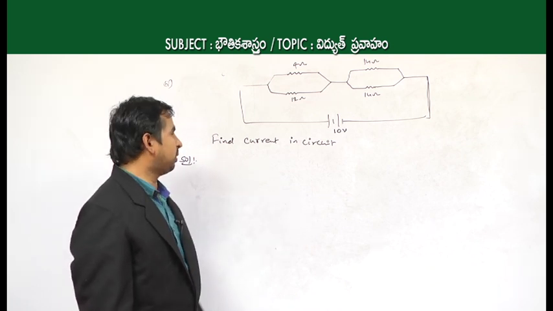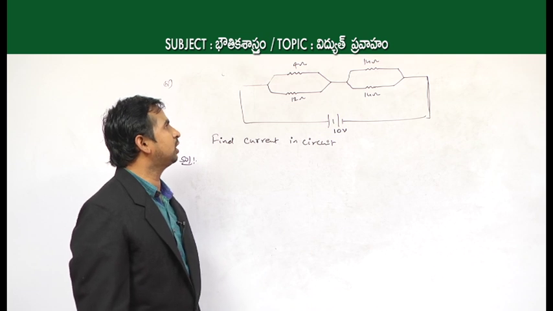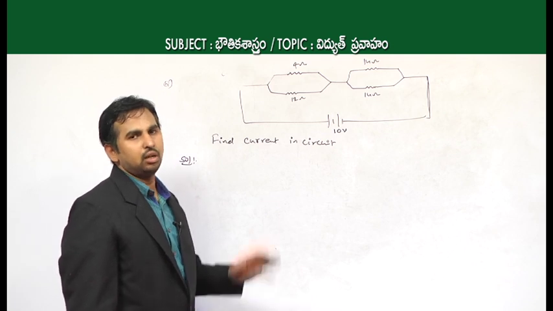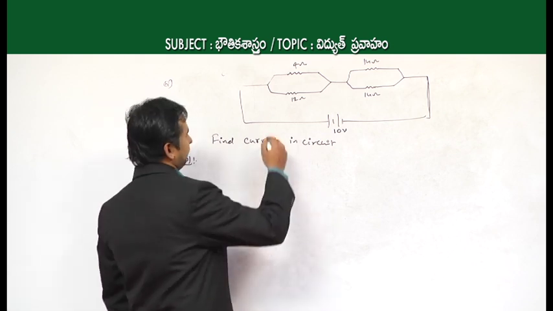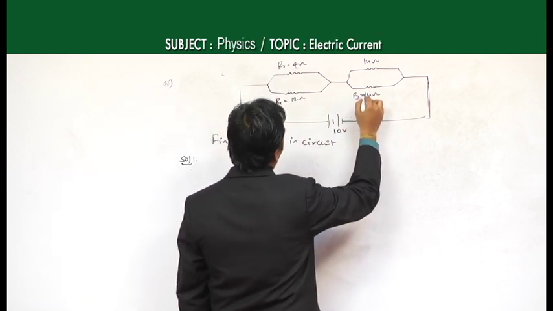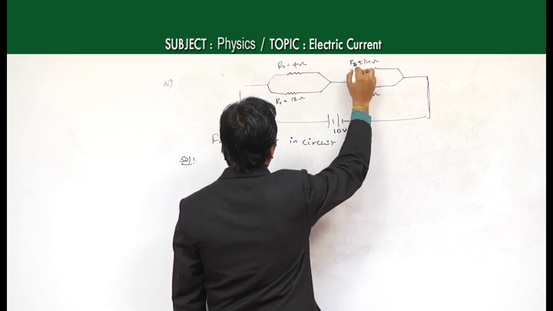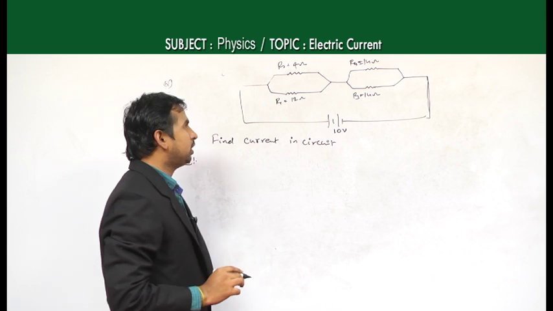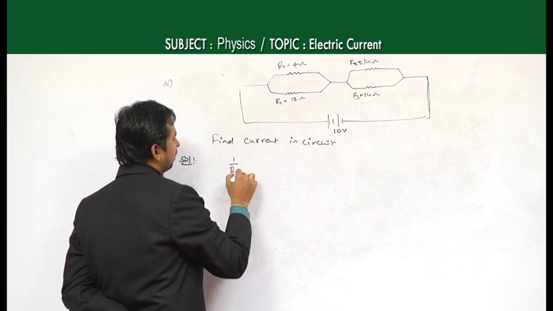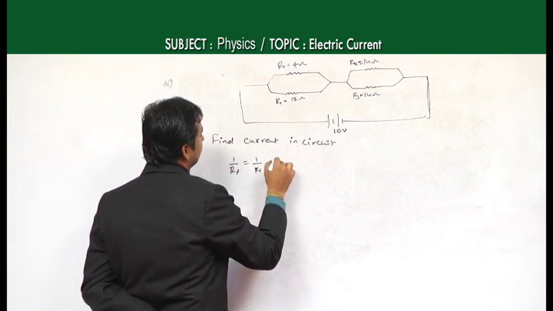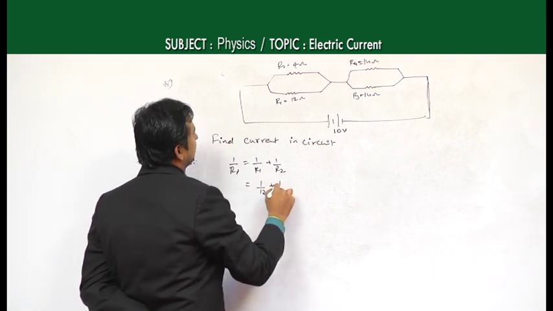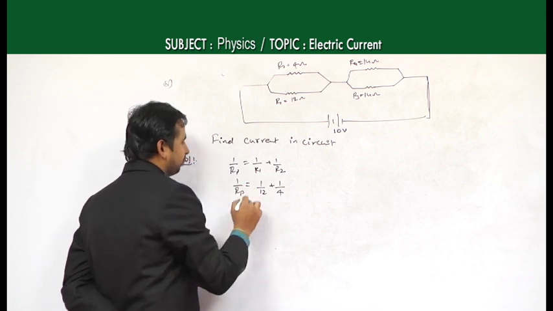Now, for these types of problems, at first we have to calculate the equivalent resistance of the 12 ohms and 4 ohms, which are connected in parallel. Let us suppose these resistances are R1, R2, R3 and R4. Taking R1 and R2, which are connected in parallel, the equivalent resistance is 1 by Rp equals 1 by R1 plus 1 by R2. Then 1 by Rp equals 1 by 12 plus 1 by 4.